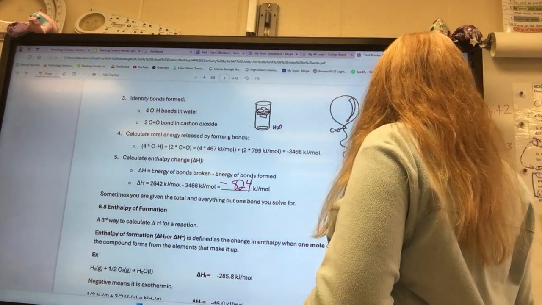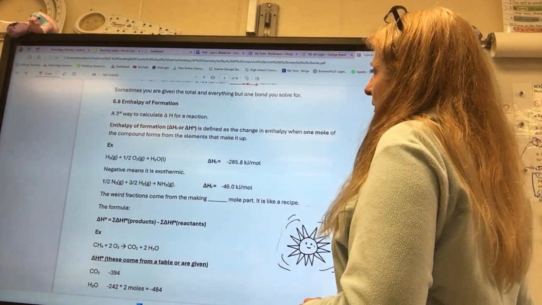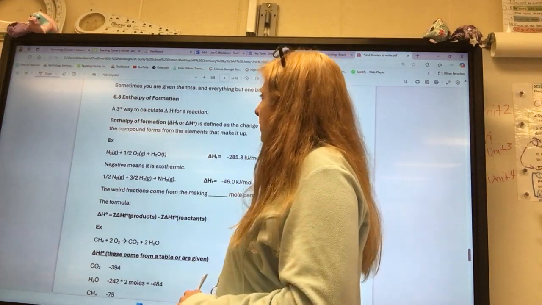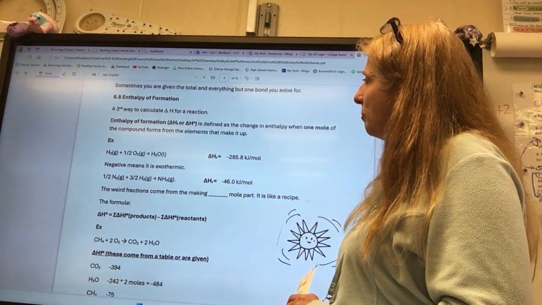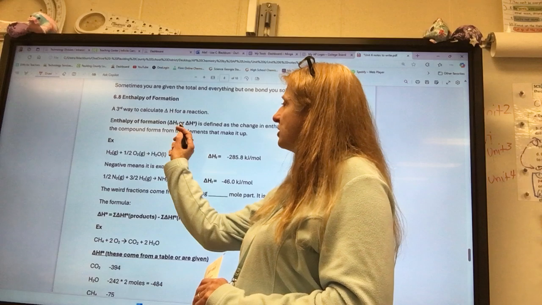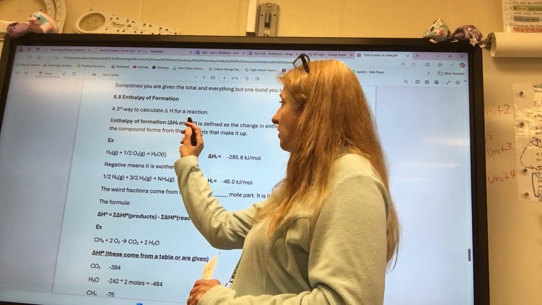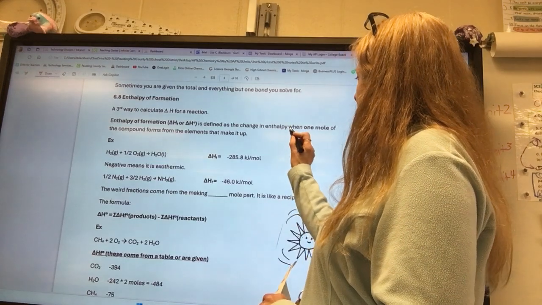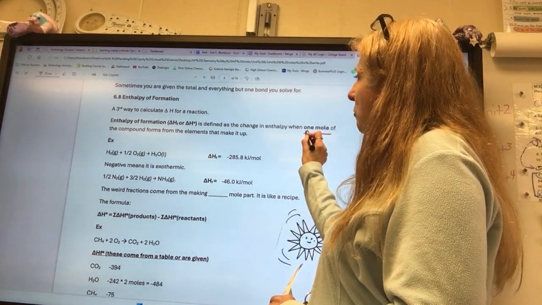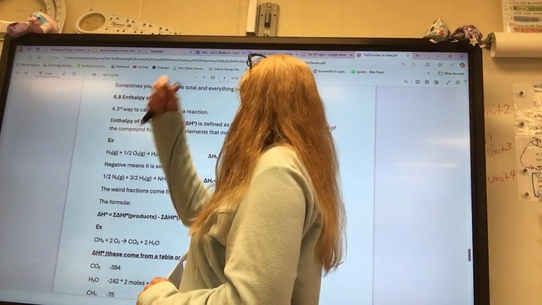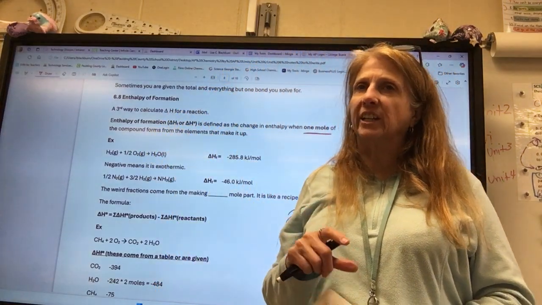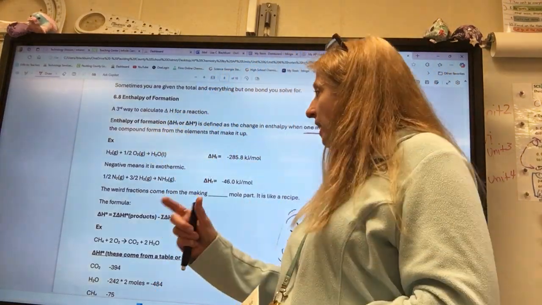6.8. Enthalpy of formation. A third way to calculate the change in heat of a reaction, enthalpy of formation. So delta H sub F, or sometimes it's delta H with the little degree mark, is the change in enthalpy when 1 mole of the compound forms from the elements that make it up. So you want to know how much energy it takes to make 1 mole of this stuff.